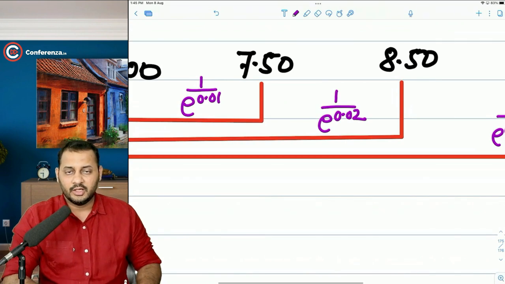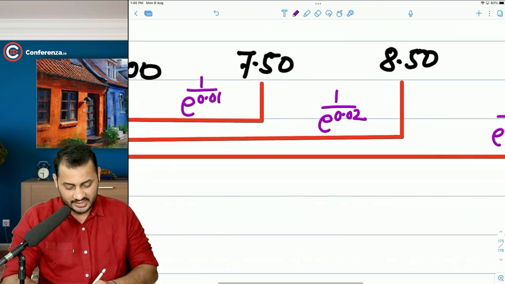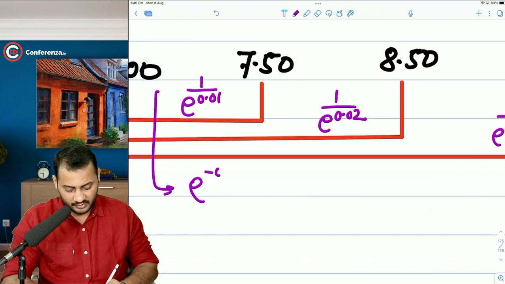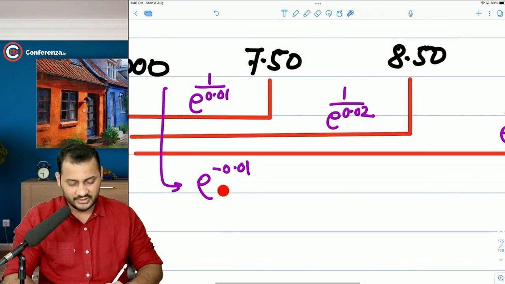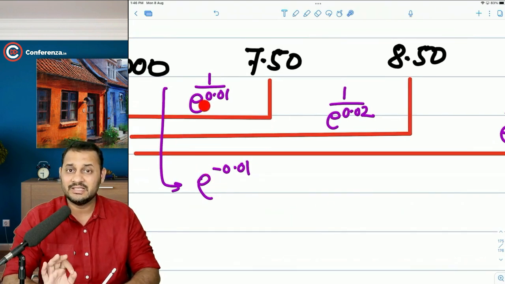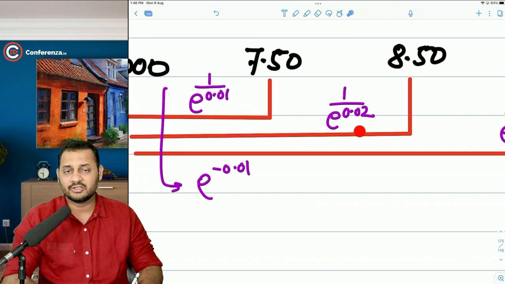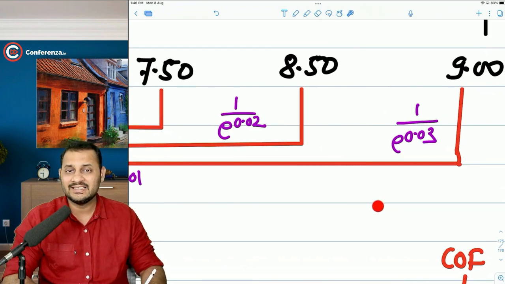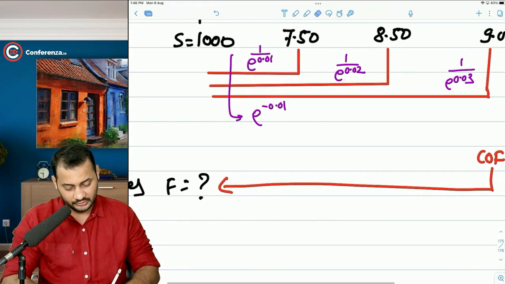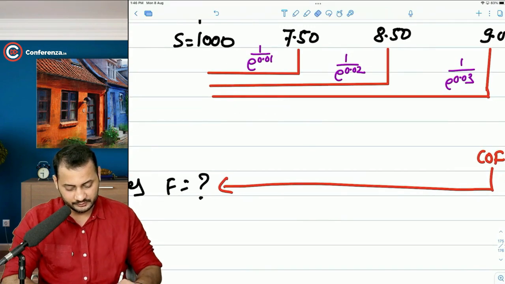Okay. You can write this 1 divided by e to the power 0.01 as e to the power minus 0.01 also. So the answer to this or e to the power minus 0.01 will be same. Answer to this or e to the power minus 0.02 will be same. Answer to this or e to the power minus 0.03 will be same. Okay. So let's first calculate the present values.